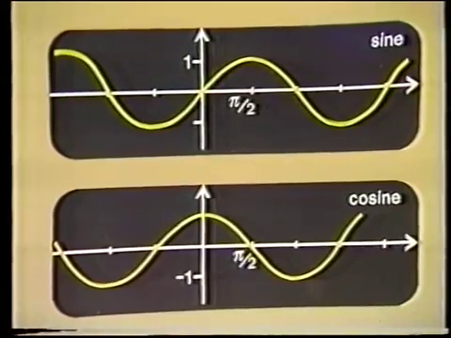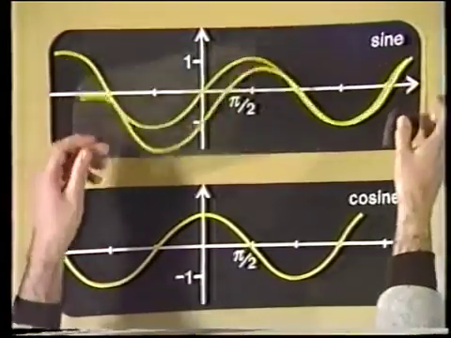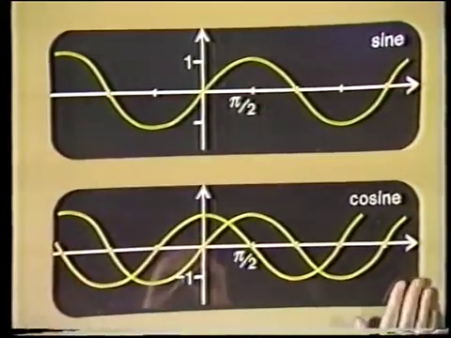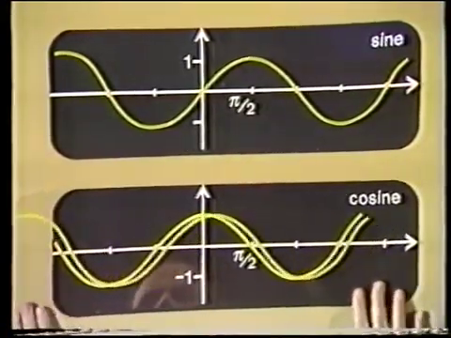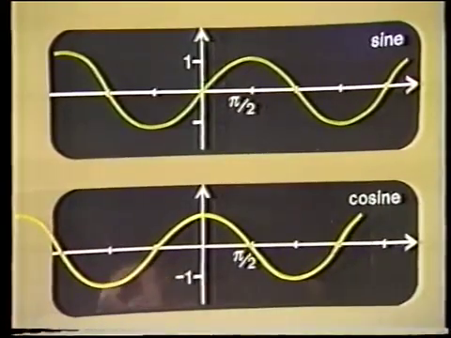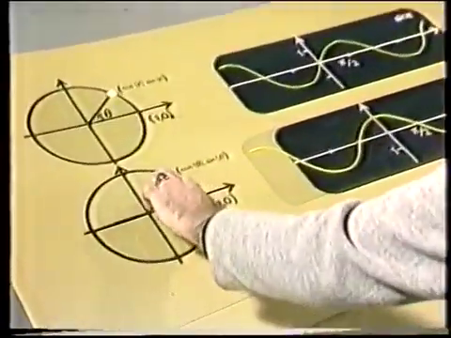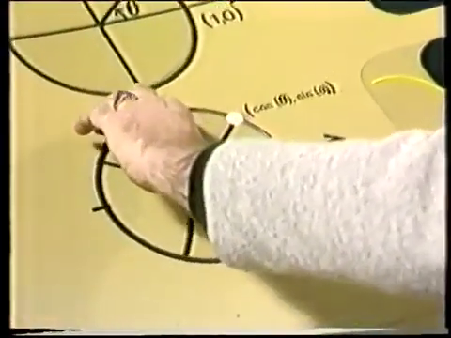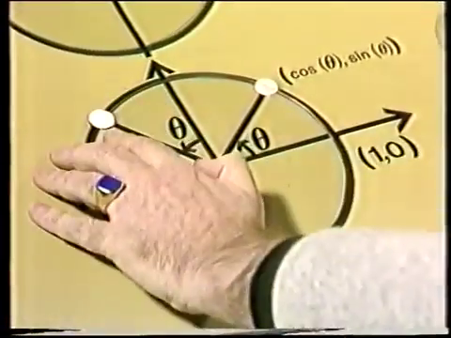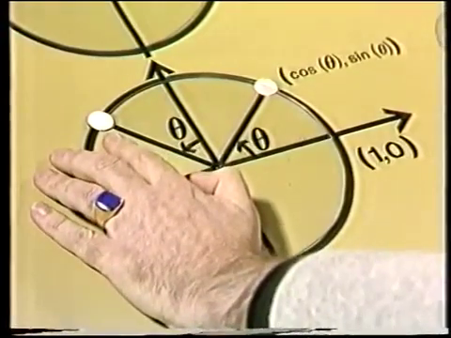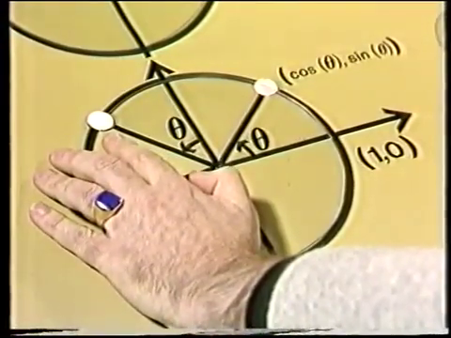They're the same shape, but one's shifted sideways a bit. If you take the graph of sine and move it sideways by pi over 2, then you get the graph of cosine. Now we can use our definition of sine and cosine to explain why the graphs are the same shape. If we take this point and rotate it through pi over 2, we get this point. Well, what are the coordinates of this rotated point?